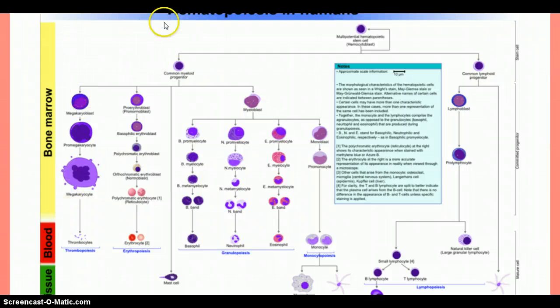Myelocytes are anything from a myeloid progenitor besides erythrocytes, and erythroids are anything that comes from this lineage to an erythrocyte. Now, lymphocytes come from a lymphoid progenitor, as you can see right here.